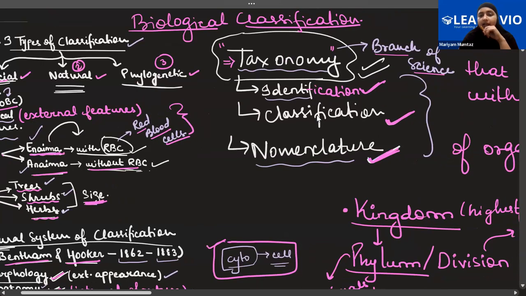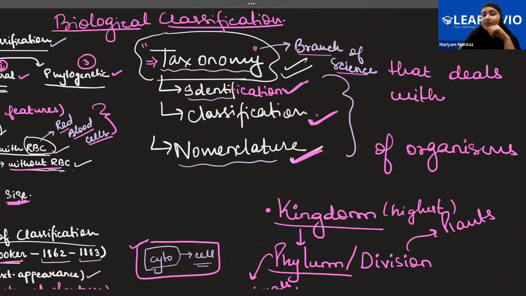Now, biological classification actually comes under a big study, just like how we have botany and zoology under biology. Same way, taxonomy is that bigger branch. Taxonomy is the branch of science that deals with identification. In order to put anything into a group, first we have to identify it, we have to know what that particular thing is. Now, when we know the thing, we can put it into a certain group.